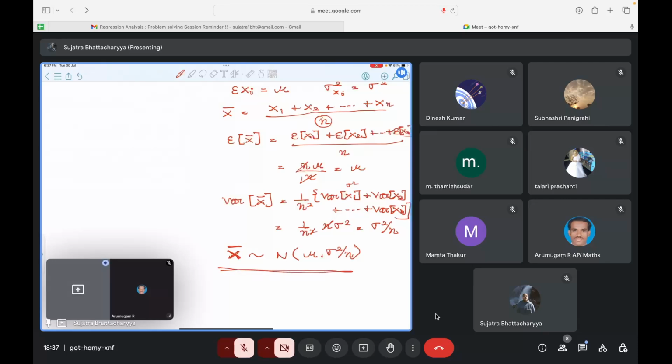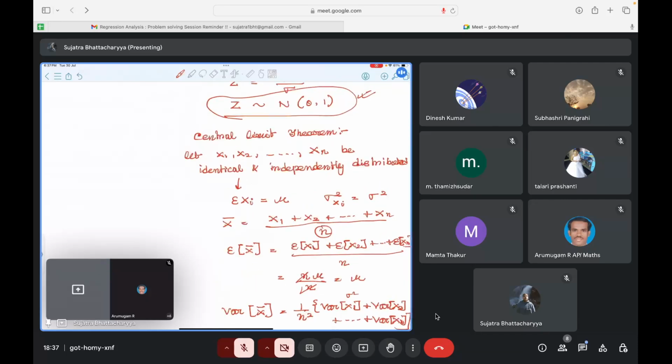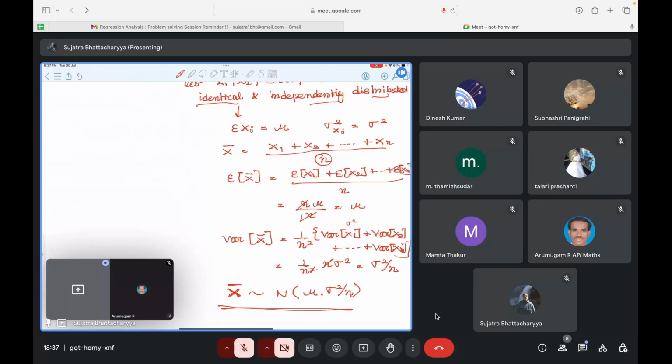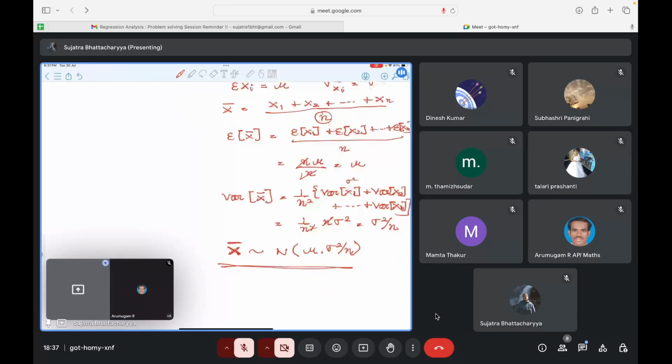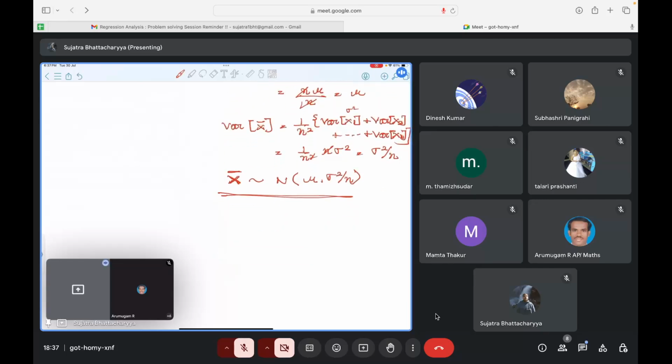The central limit theorem says that if x1, x2 up to xn are all random variables which follow identical and independently distributed distribution, then its summation or x bar will be a normal distribution with mu and sigma square by n. This is the central limit theorem's result. This is another thing which you must remember.